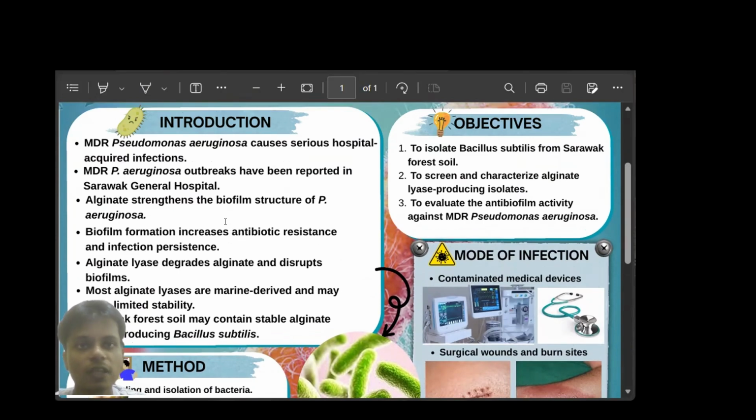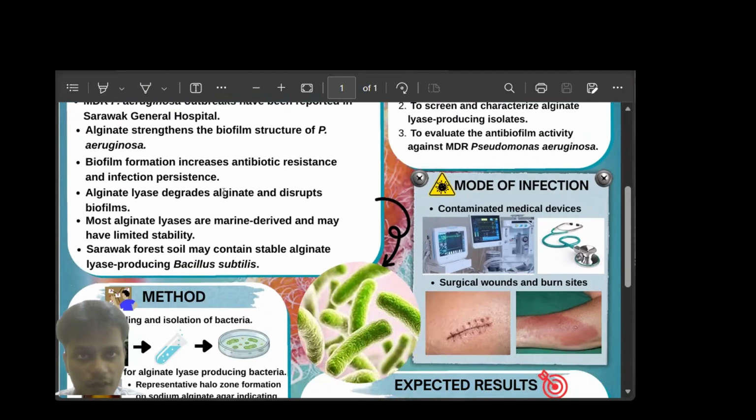One of the major reasons why Pseudomonas aeruginosa is very difficult to treat is because it can form a biofilm which will protect it from the action of antibiotics. One of the main components of this biofilm is alginate, which is targeted by alginate lyase, which can degrade and disrupt the biofilm integrity. However, most sources of alginate lyase that are currently produced are from marine sources and have limited stability in terms of various environmental fluctuations.